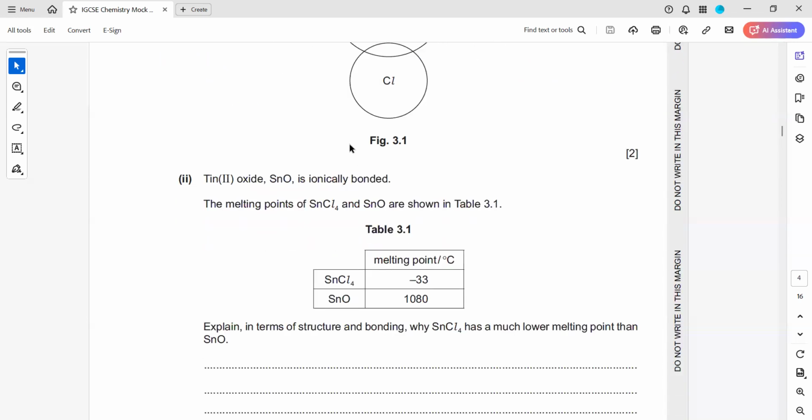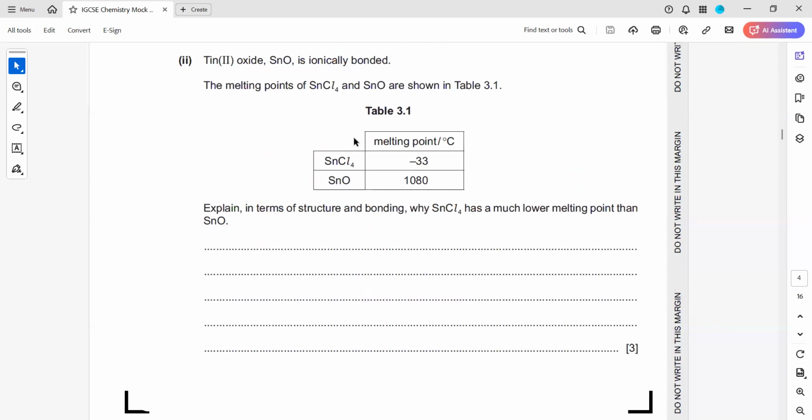Chlorine shares 1, tin shares 1. So tin chloride is covalently bonded.